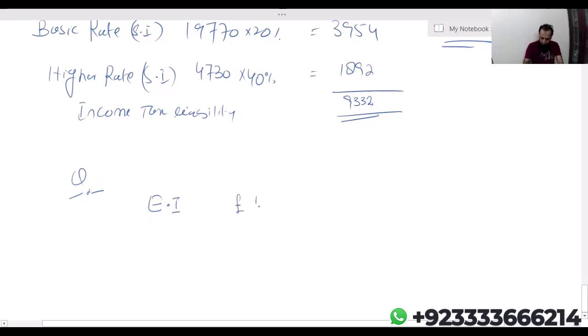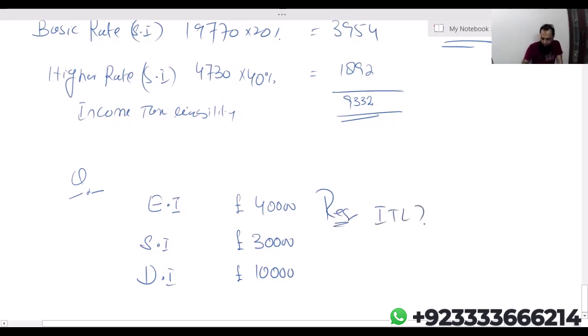Assuming the employment income is 40,000, saving income is, let's say, 30, and dividend income is, let's say, 10,000. Required is income tax liability. Employment income, which is the non-saving income of this individual, is 40. The saving income is 30. Dividend income is 10. And we have been asked to calculate income tax liability.